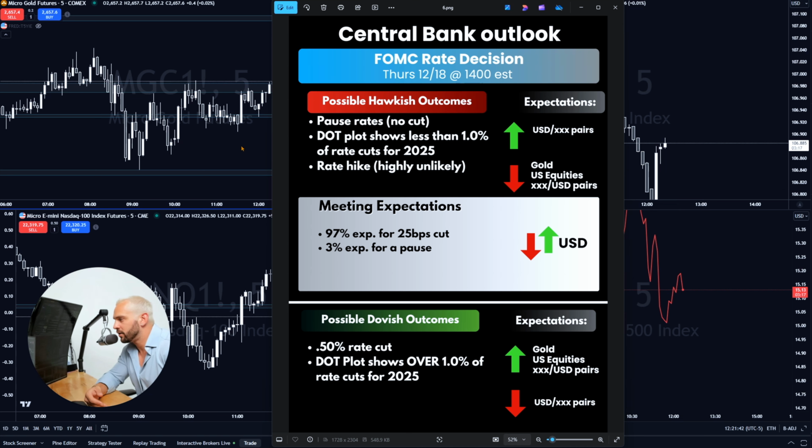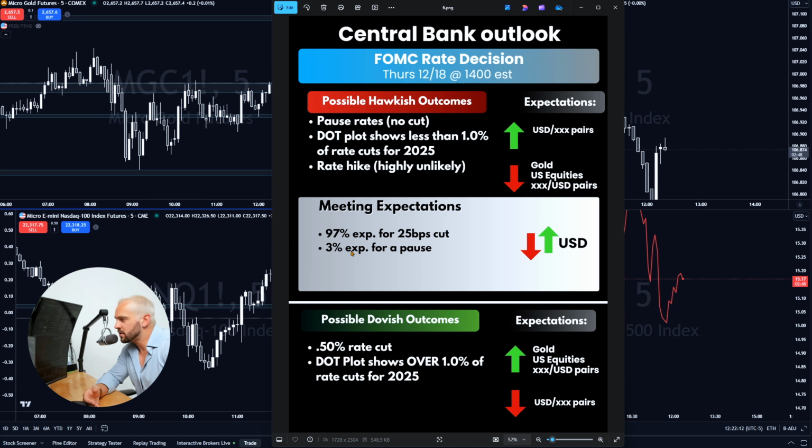Now, another one for this little checklist for hawkish outcomes would be a rate hike. This is extremely unlikely. I can almost guarantee you this isn't going to happen, but I'm putting it here just so I can cover all of my bases because, yes, a rate hike would definitely be hawkish. We would definitely be looking for gold sells if they hiked rates, just like we did all of 2022 when they were hiking rates, right? So that's what I'd be looking for in a hawkish outcome.